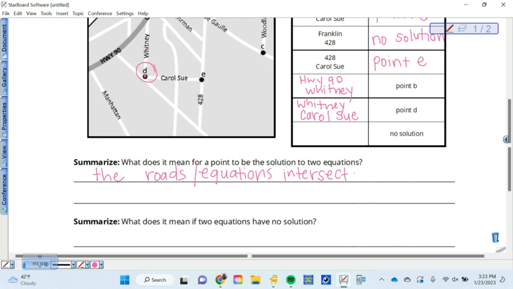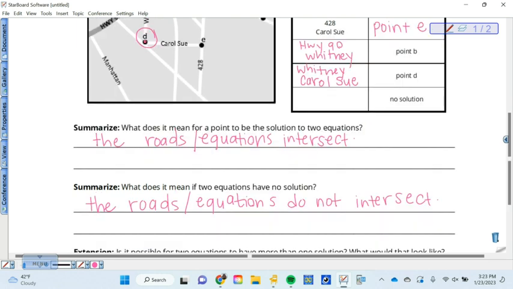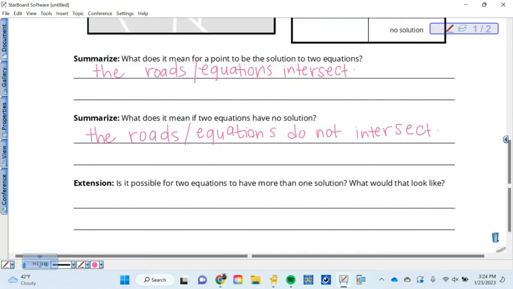Yeah, they don't connect. They don't intersect. The roads or equations do not intersect. Good. Is it possible for two equations to have more than one solution?